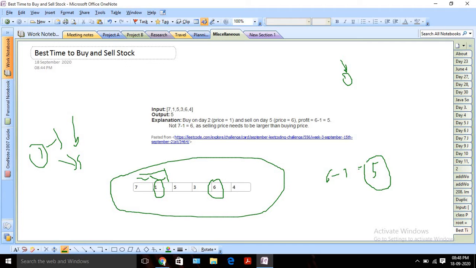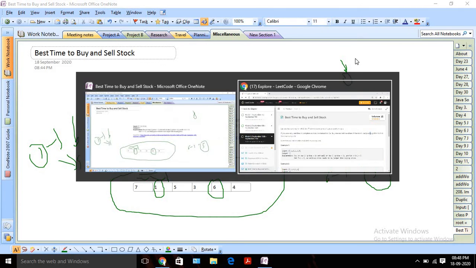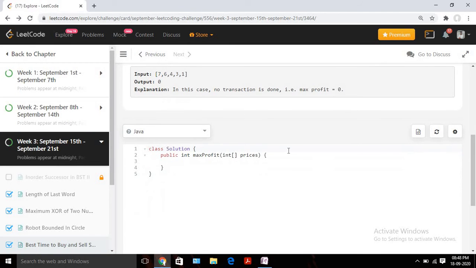I think it's a pretty straightforward problem. So let's directly write the code for the same. That will probably give you a much better understanding. We know that we need to consider those 3 scenarios: buy, sell, or skip.